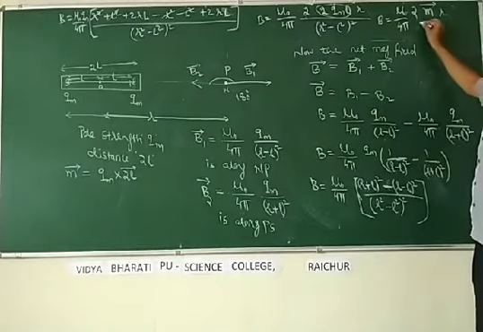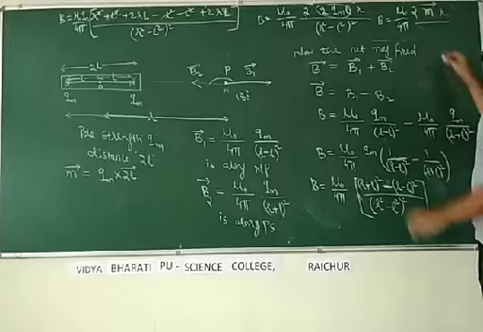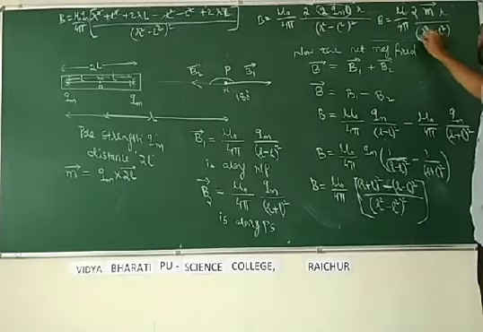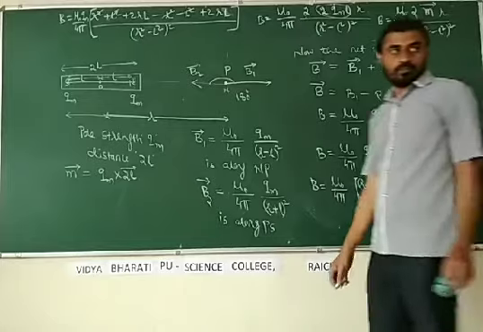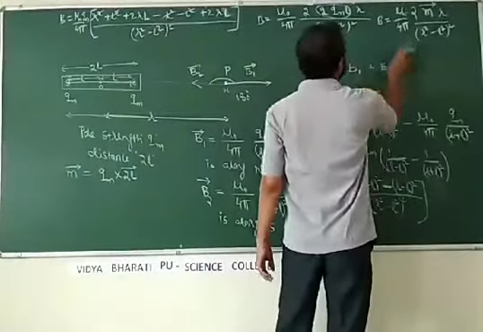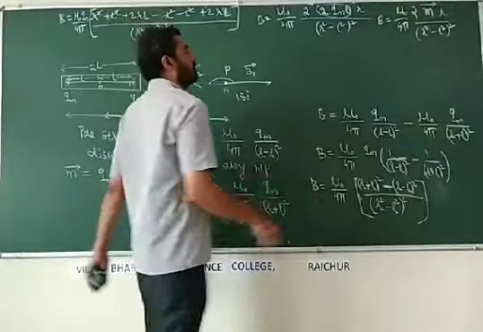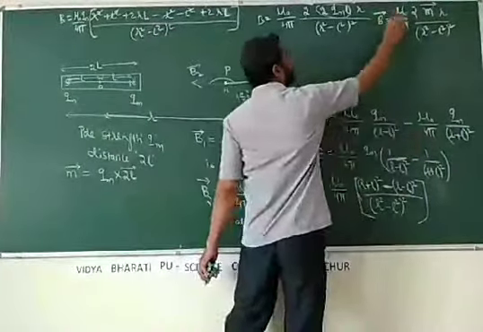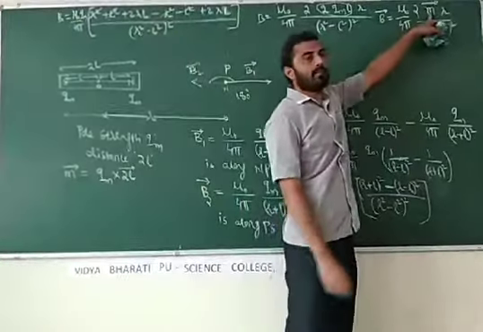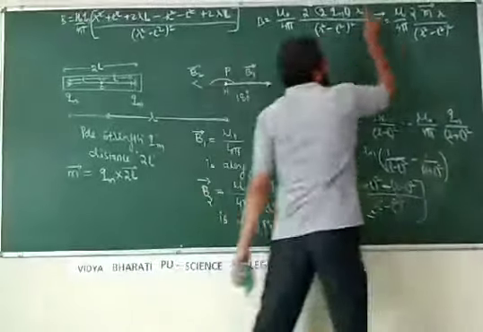into r divided by (r square minus l square) whole to the power of 2. See now, the resultant magnetic field at a point P on the axial line, in terms of a dipole moment M. This is the final expression.